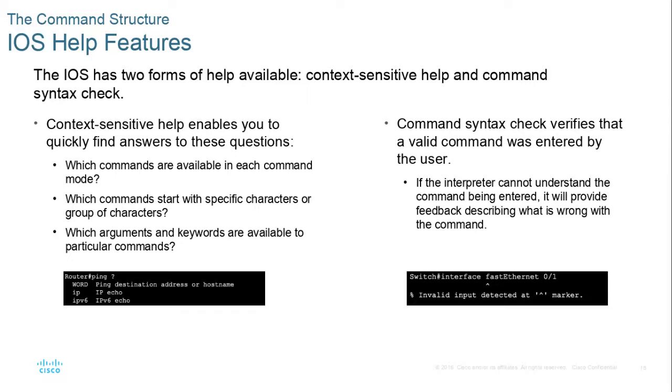If you make a mistake, like typing a misspelled command, the Cisco IOS will show you right here with this up arrow indicator. It says, that's where I lost my mind. For example, this user has typed interface FastEthernet 0/1, but he's not at the global configuration mode. He's in privileged exec mode, so it says that's not a valid command.